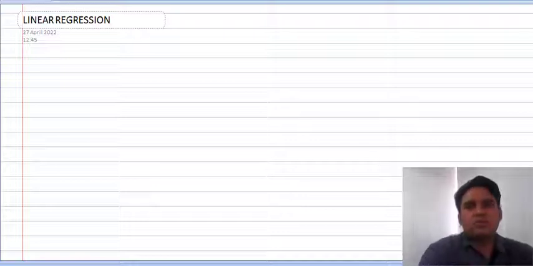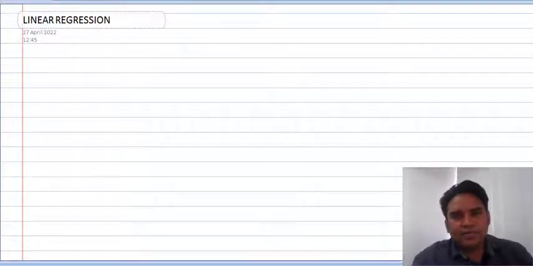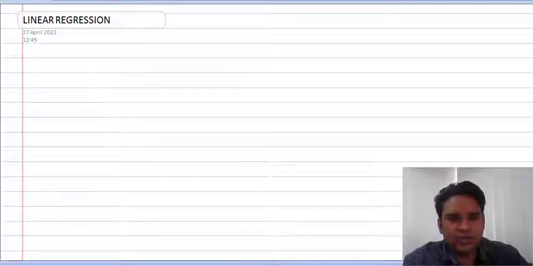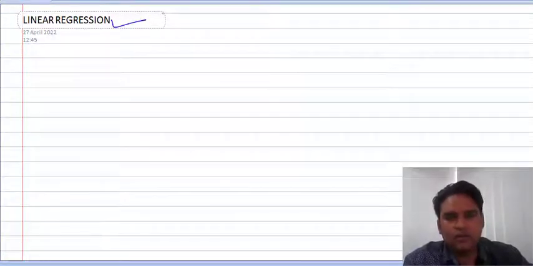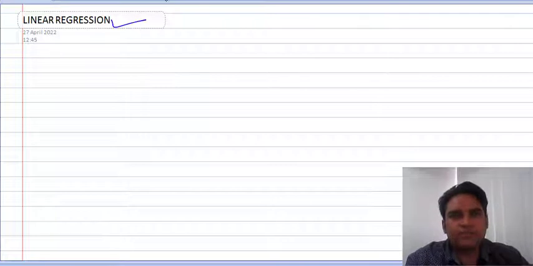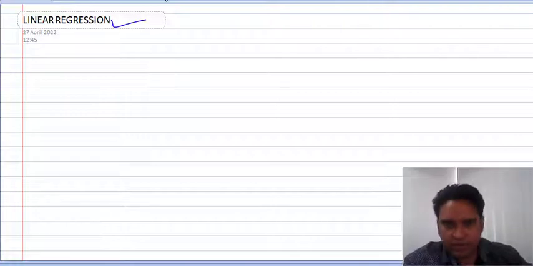Hello friends, today we will take up a new chapter, linear regression, right? This chapter is connected with correlation only. Correlation and regression are both connected with each other, so whatever we learn in correlation also comes into regression.